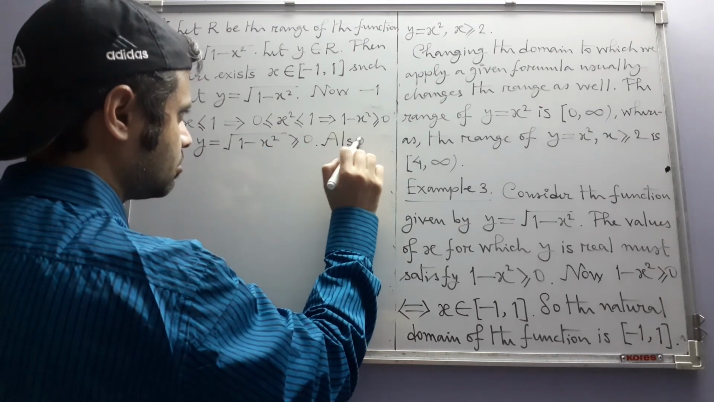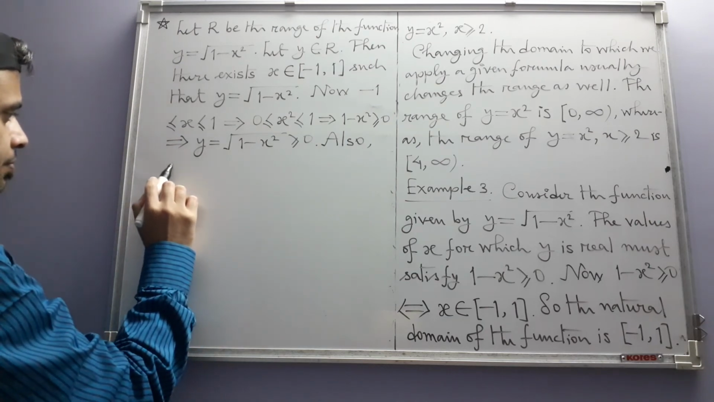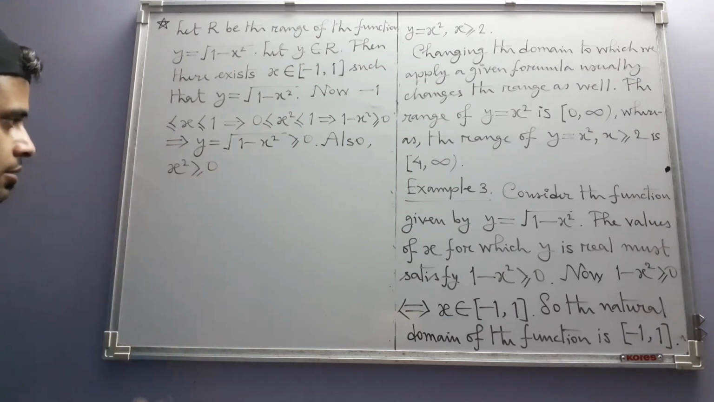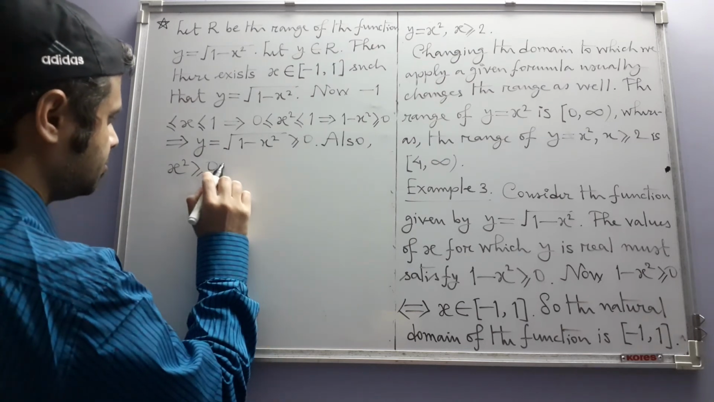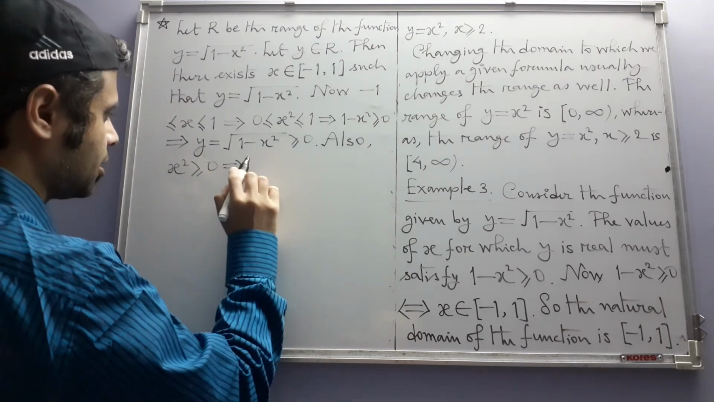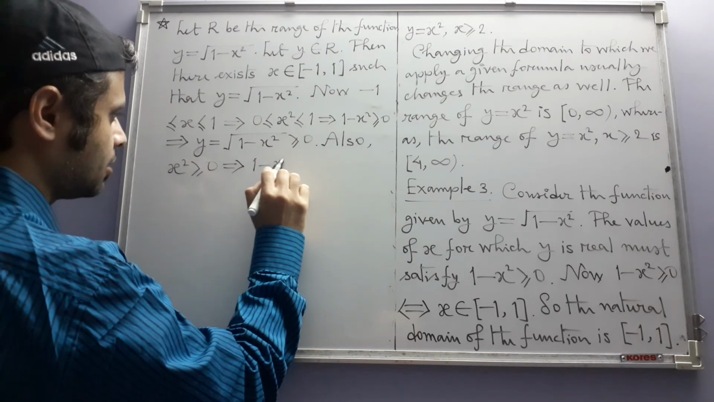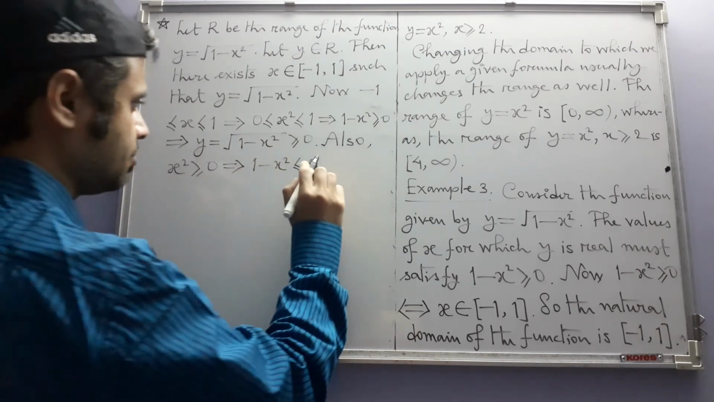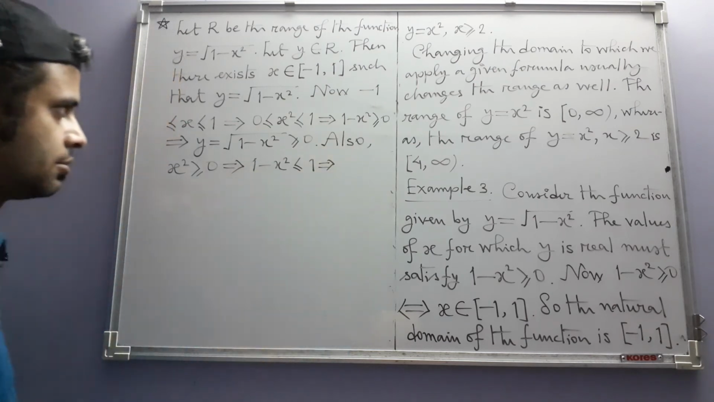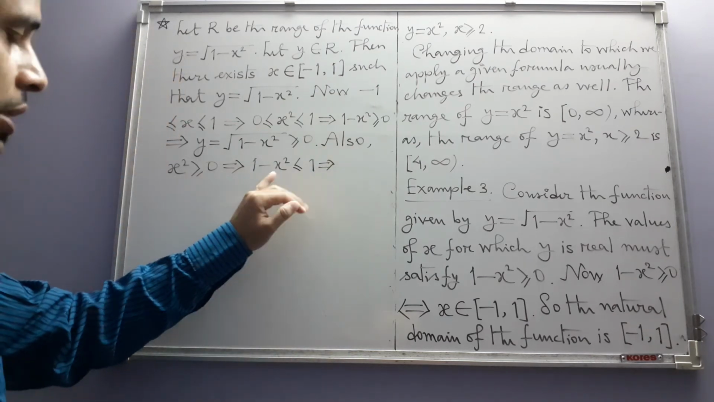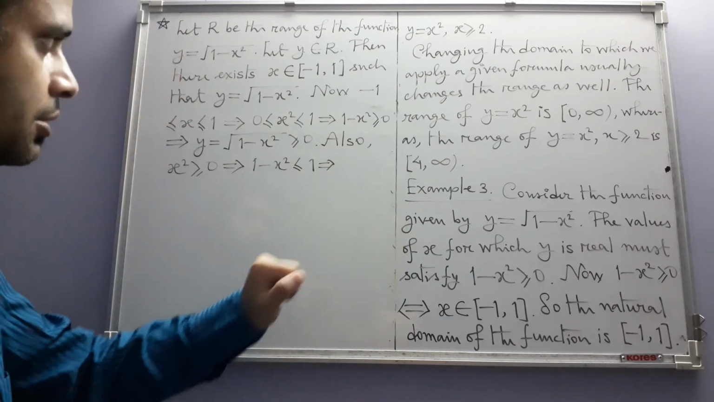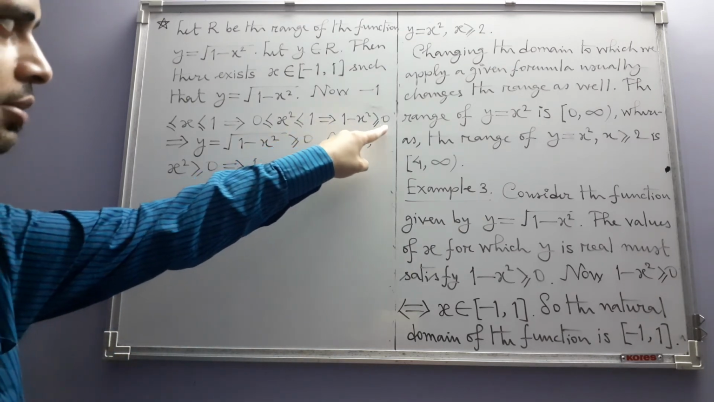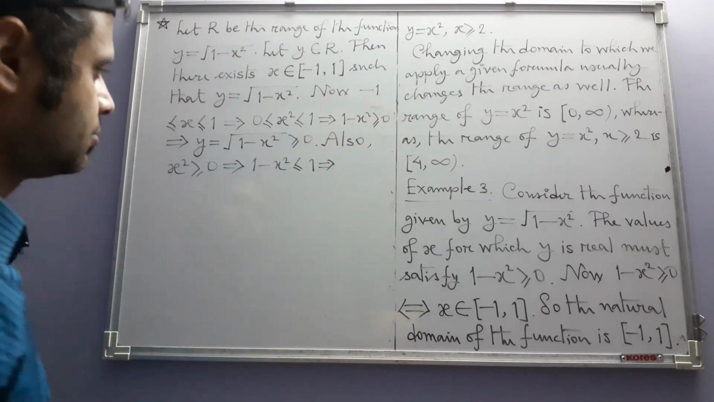Also x square, whatever it is, is always greater than or equal to 0. This implies 1 minus x square is less than or equal to 1, and that implies we can now take square root on both sides, because 1 minus x square according to our choice is non-negative.